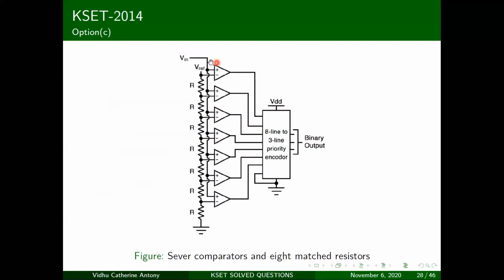Okay, so this is your comparator section. Okay, and these are the number of resistors. There's supposed to be another resistor here. Okay, there would be another resistor here. So that's how you have 1, 2, 3, 4, 5, 6, 7, 8. 8 matched resistors. Okay, how many comparators do you have? 1, 2, 3, 4, 5, 6, 7. 7 comparators. That is basically 2 power n minus 1.